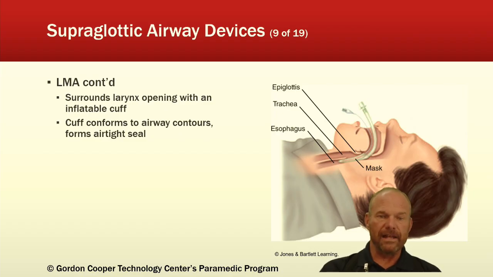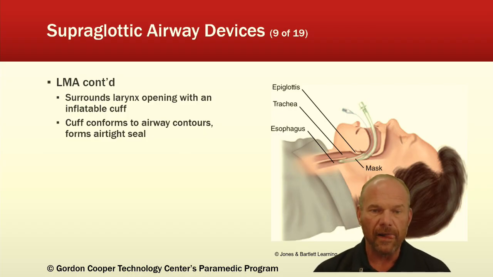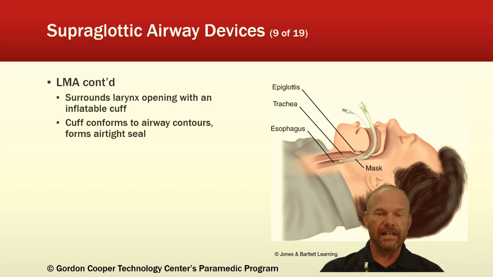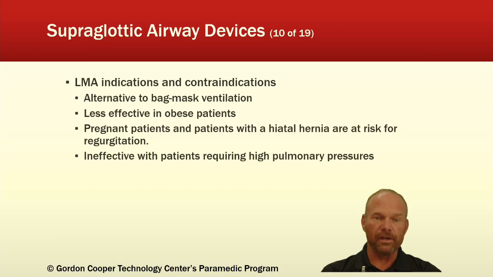So design and placement. The LMA has an inflatable silicone cuff that surrounds the opening of the larynx. The cuff is positioned in the hypopharynx, just above the vocal cords. Make sure you're using proper positioning, so the opening of the LMA aligns with the glottic opening. The tip of the device is positioned in the proximal esophagus, helping prevent air from entering the stomach. And then you have that inflatable cuff. It inflates to conform to the airway's natural contours. And so what that does is create a relatively airtight seal and ensures effective ventilation without significant air leaks. Once again, it doesn't secure the airway though.